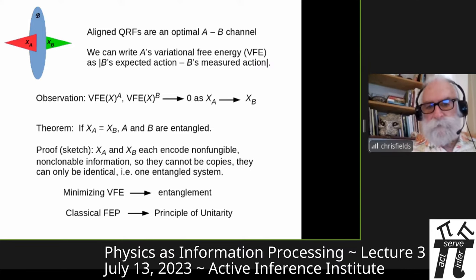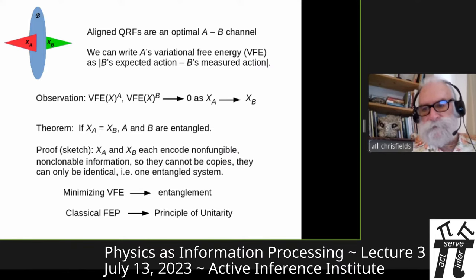Now, if we look at this diagram, we can see easily that the way to minimize the variational free energy and therefore maximize predictive capability is for these two QRFs to actually be the same. So if A is doing the same thing to the boundary that B is, A can predict B's next action perfectly, because B is going to do whatever A is doing. So what the free energy principle tells us in this case is that A and B, as they minimize their variational free energies, will approach having identical QRFs.